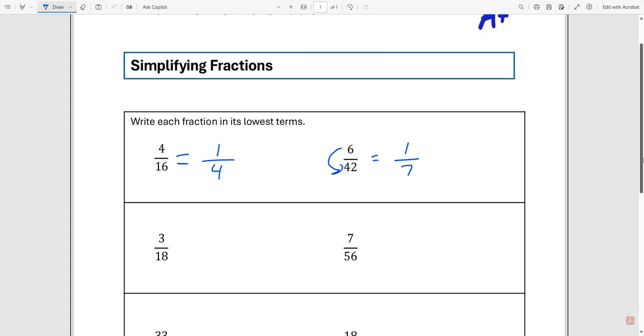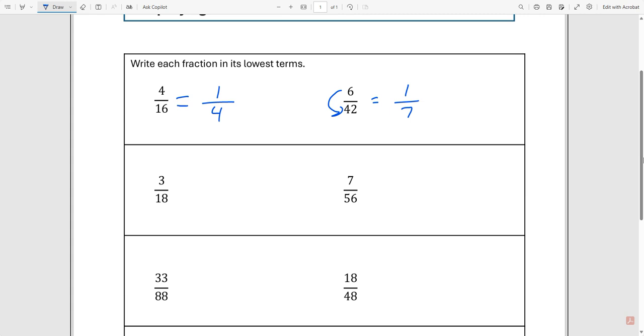All right, let's move down to the next example where we have 3/18. And so again, we'll look to the numerator and see if that is a factor of the denominator. And 3 is a factor of 18. 3 divides into 18 six times. And so therefore, 3 divides into 3 one time, and 3 divides into 18 six times. And so therefore, this fraction reduces to 1/6.